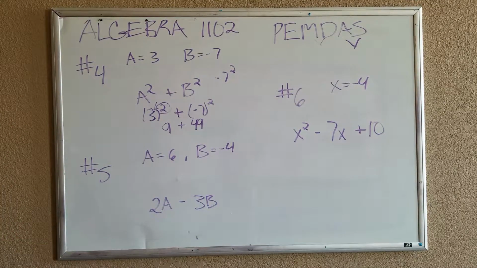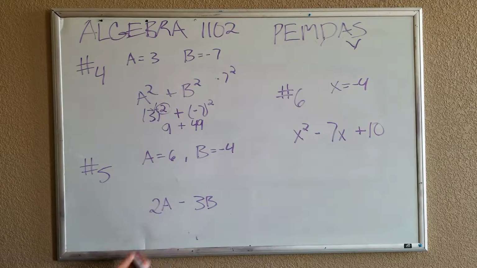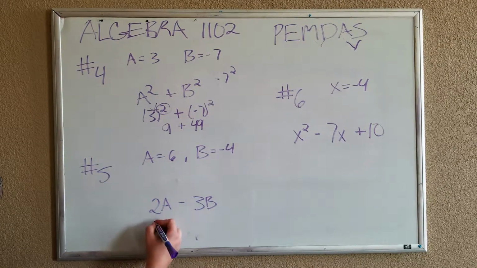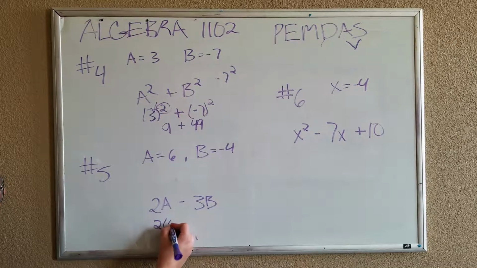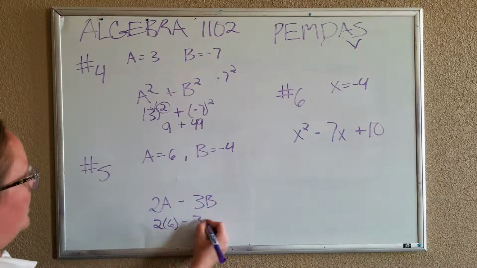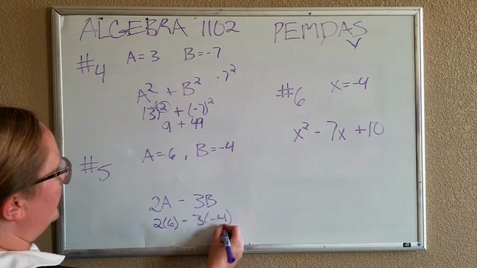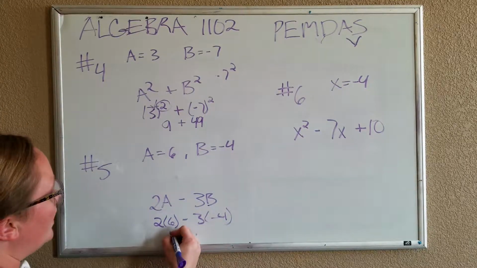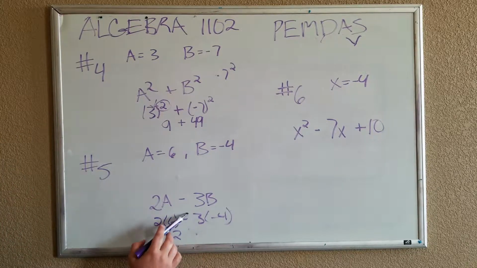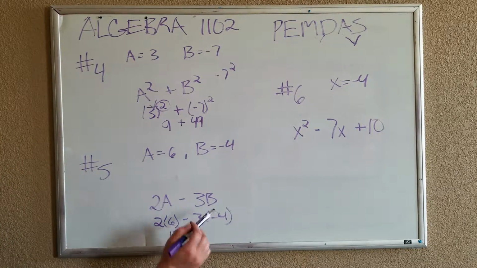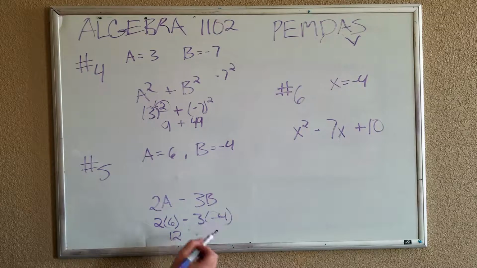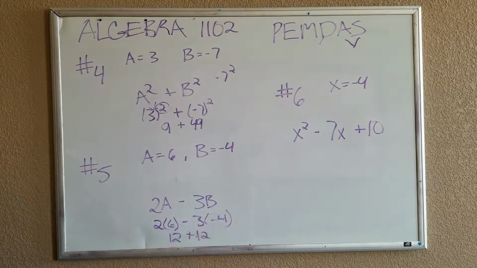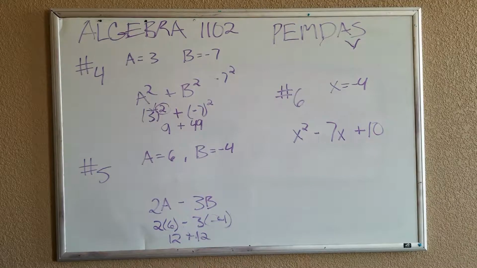Same thing for problem number 5. You're just going to substitute in. This time it's 2a minus 3b. So we got a is 6, 2 times 6 minus 3 times negative 4. All right, so we're going to do our multiplication. 2 times 6 is 12. And then watch this because it's a negative 3 here and a negative 4. So negative 3 times a negative 4 actually gives you a positive 12. All right, so 12 plus 12 would be your final answer.